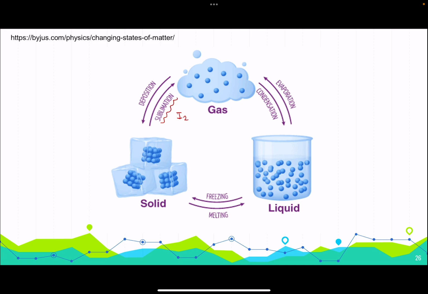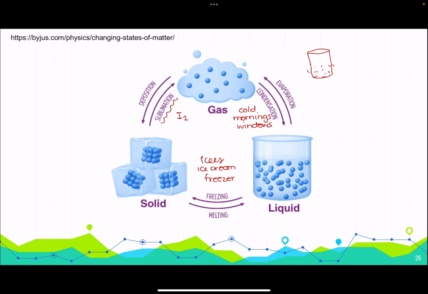Some iodine particles do it. If we go from a gas to a liquid, it's called condensation. It's what we see on cold mornings on our windows, or in a cold glass of water, where you would have water droplets condensing in your glass. If we go from a liquid to a solid, it's called freezing. So whatever happens in our freezer, we can make ices, ice cream, etc., right? We take it from a liquid to a solid.